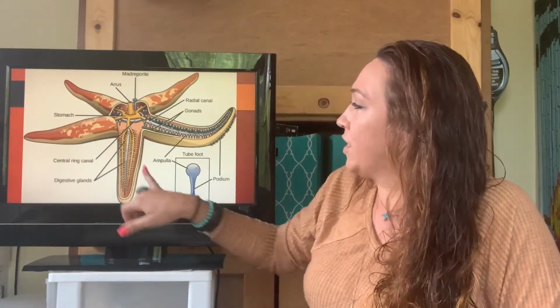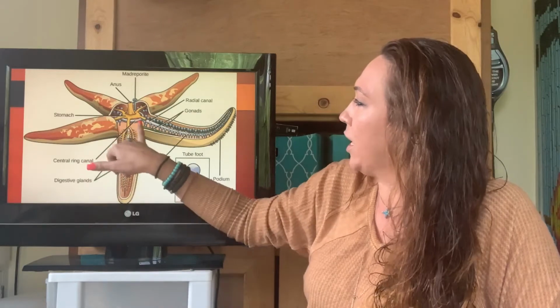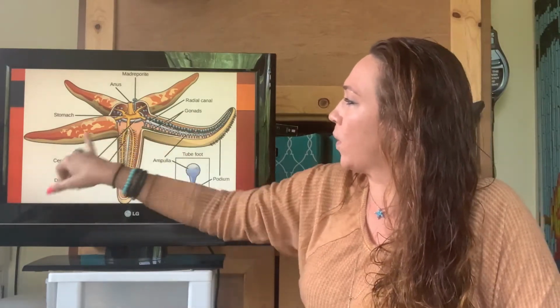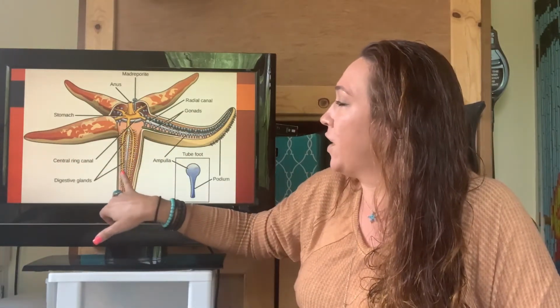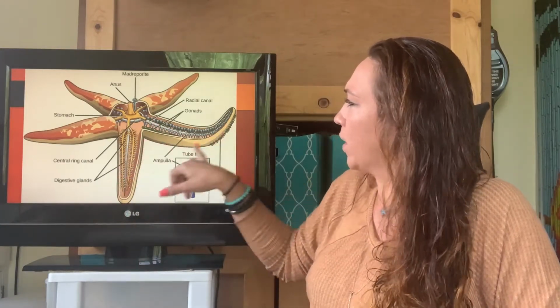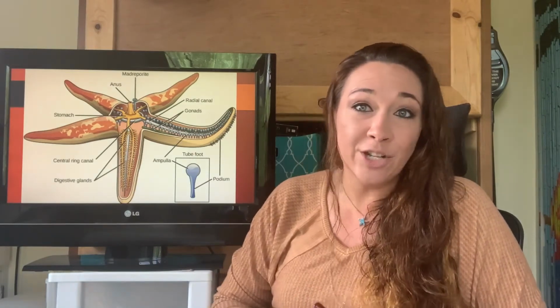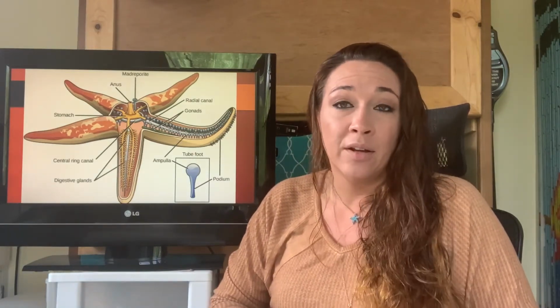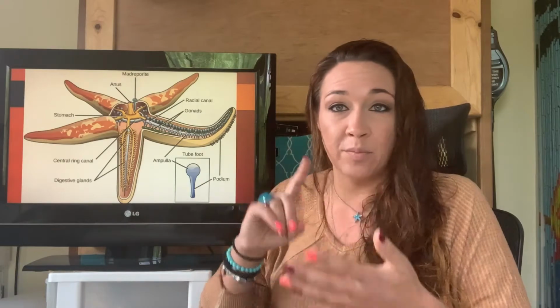Let's see, we have the digestive glands going along each of the canals right here. These are the radial canals here. The gonads are going to be these little green ones right here, also coming along each of these different arms. So essentially, each of these arms is like a complete digestive system, respiratory system, and reproductive system in every single one of the arms.